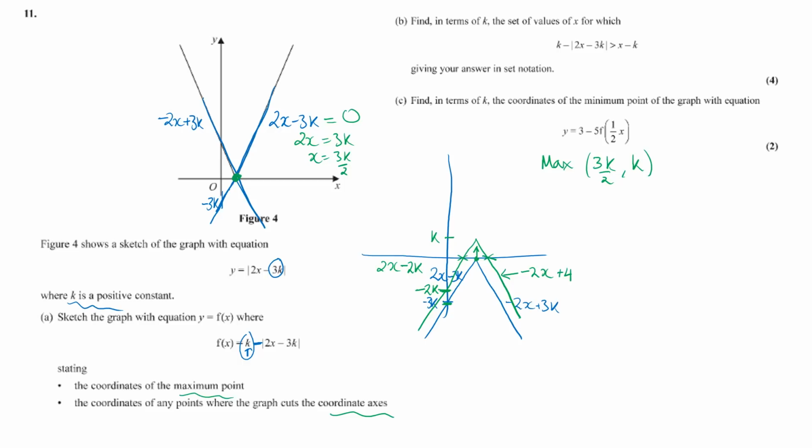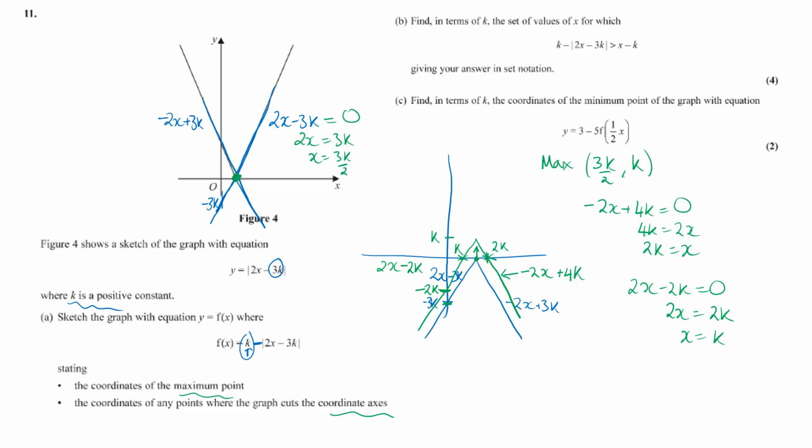Now where that crosses the x-axis is just where both of those are equal to 0. So minus 2x plus, that should be 4k, equals 0, so 4k is equal to 2x. So 2k is equal to x. So that's the point there, 2k. And then the other one is going to be our 2x minus 2k is equal to 0. So 2x is equal to 2k. So x is equal to k. So that's there. So we've got the max at 3k over 2, k.